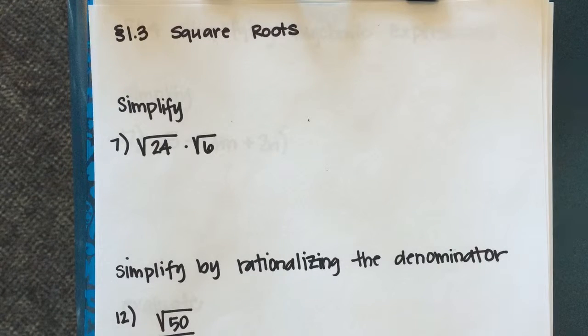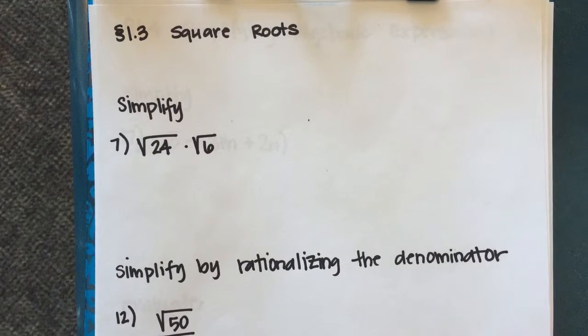Section 1.3 is on square roots. We were simplifying, adding and subtracting, multiplying, dividing, and rationalizing denominators. So I've chosen three. One, to simply simplify, a rationalization because that tends to be the most difficult, and then a subtraction problem, which would be the same as an addition problem.